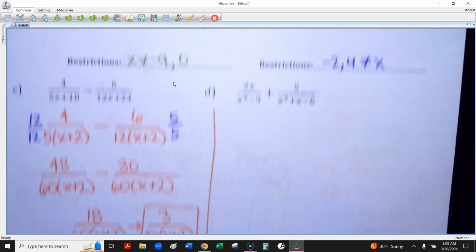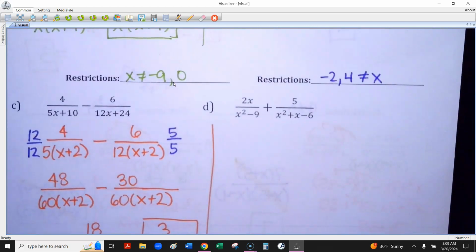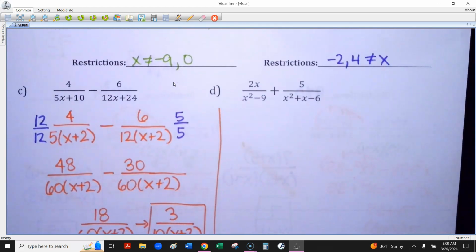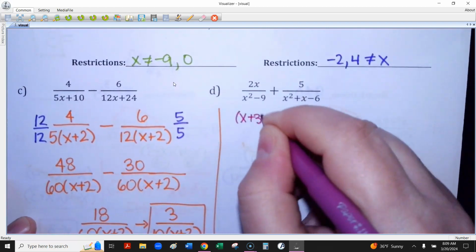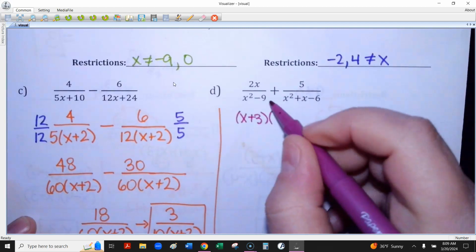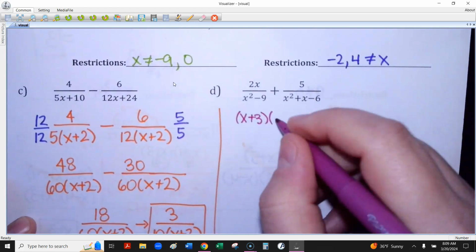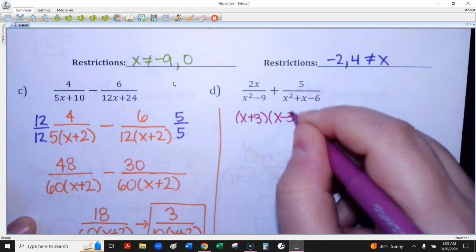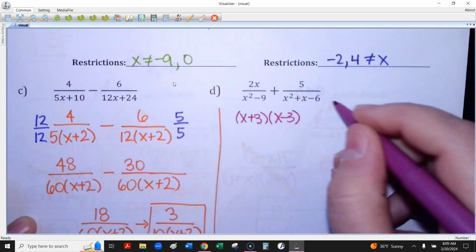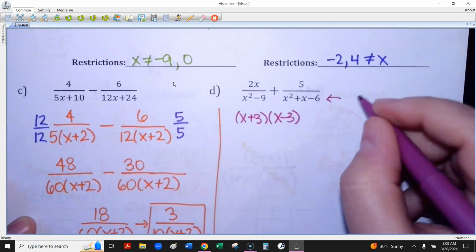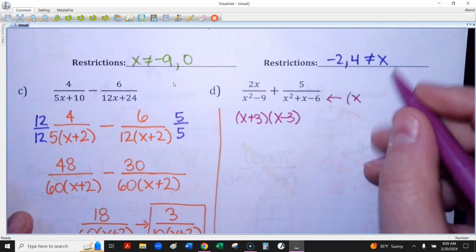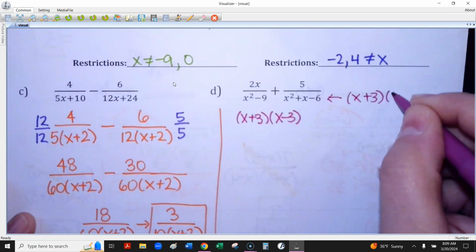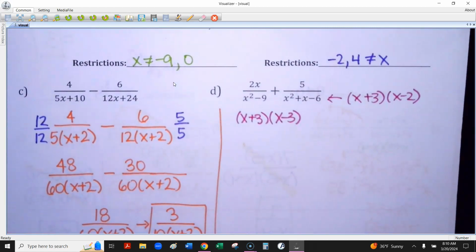And we got one more here. So I'm going to factor first the denominator, see what we're missing. So x squared minus 9, that's a difference of squares. So multiply to get -9 and add to get 0: x plus 3, x minus 3. That's just the denominator of that one. The denominator here, multiply to get -6 and add to get 1, would be an x plus 3 and an x minus 2. So I'm just factoring the bottom of each of those.